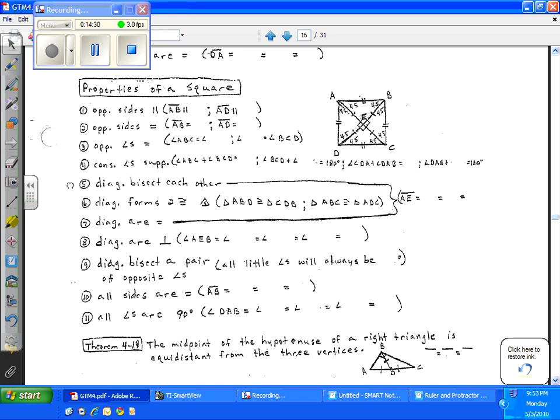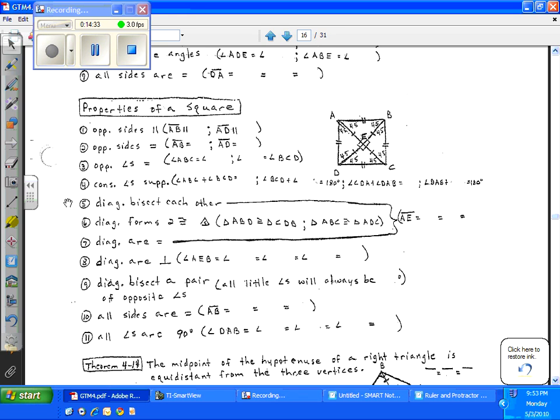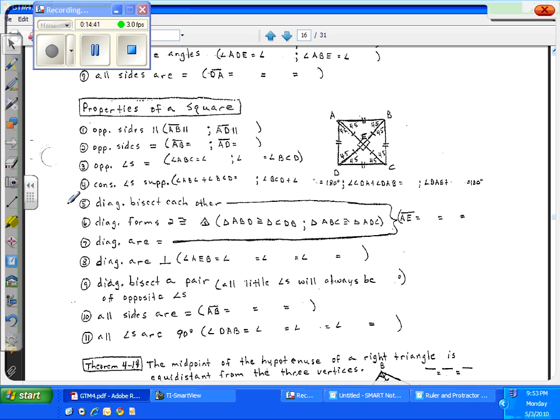Now, remember, a square is everything. A square is a parallelogram, a square is a rectangle, and a square is a rhombus. So it has all of the above properties, which means that it has 11 properties. The first 6 properties are the properties of all parallelograms. Both pairs of opposite sides are parallel. Both pairs of opposite sides are equal. Both pairs of opposite angles are equal. Consecutive angles are supplementary. The diagonals bisect each other, and each diagonal forms a pair of congruent triangles.